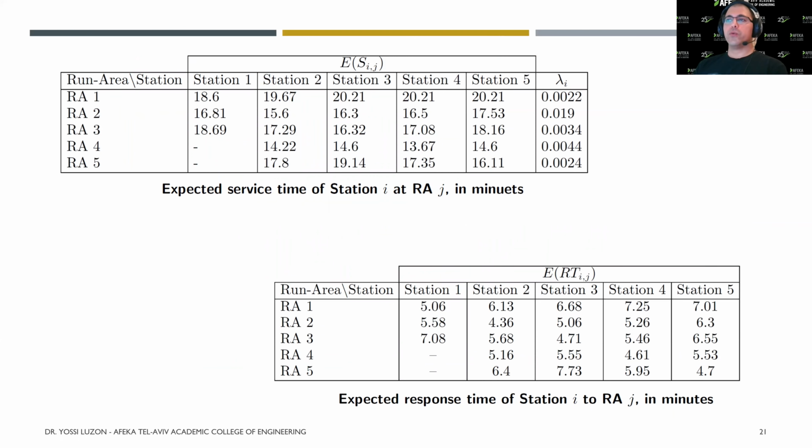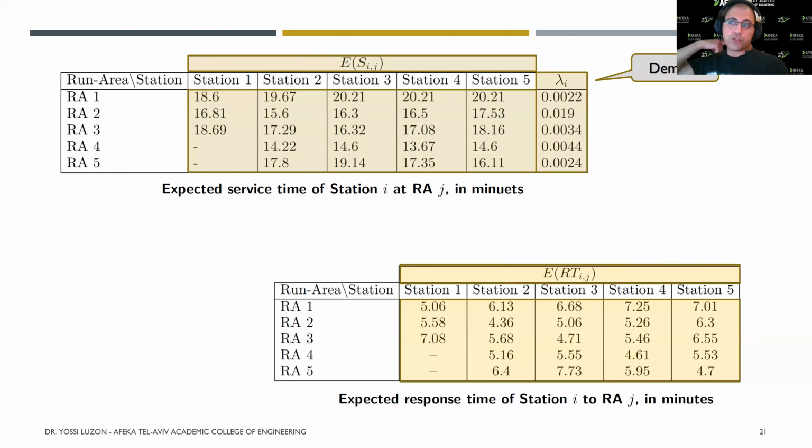These tables show the basic input of the model, which is the expected service time when run area I is served by station J, given as ESIJ. The demand rates originated from each run area are given in the right column. And the lower table shows the corresponding mean response times, all taken from the real data that we had.